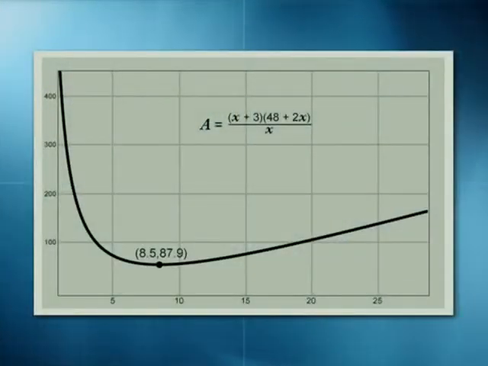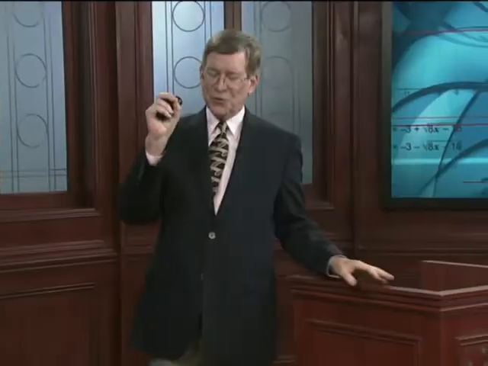Well, here's the graph, using a graphing calculator, of our area function, (x plus 3) times (48 plus 2x), all divided by x. Wow, kind of an interesting looking graph, isn't it? It seems to have a vertical asymptote over there when x is 0, and indeed it does, because x equals 0 is a vertical asymptote. And then it seems to have a minimum point, and then the graph grows again. Okay, what's that minimum value? Well, your graphing utility has a button on it which allows you to find or approximate the minimum value of a graph.